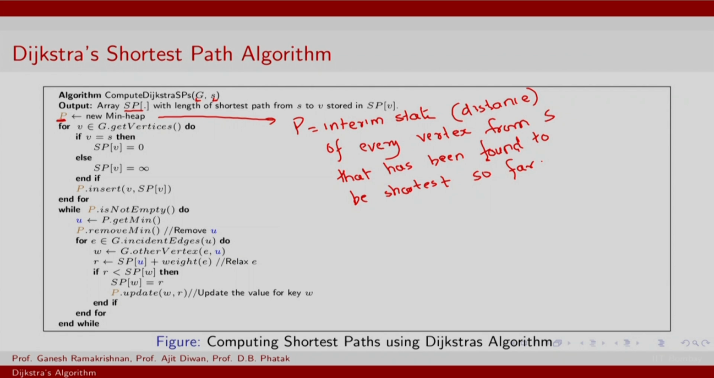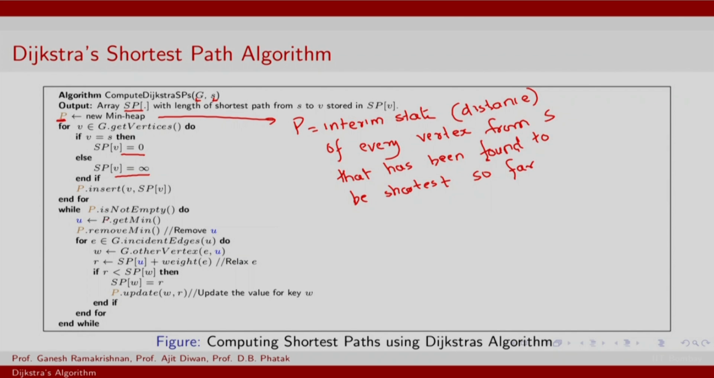So this is the interim state, the distance that has been found to be shortest so far, but this has populated for every node. In fact, that's what we do here. Initially we keep track of the shortest path to the source node to be 0, and for every other node we set that to infinity, and for every node we go ahead and set the value of the shortest path so far to be SP, that is basically infinity for all nodes but the source node.